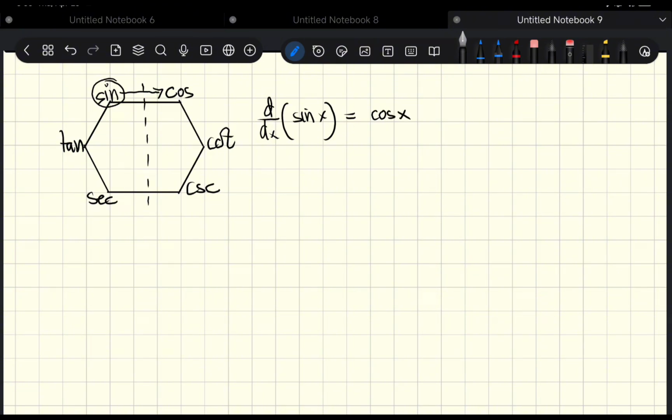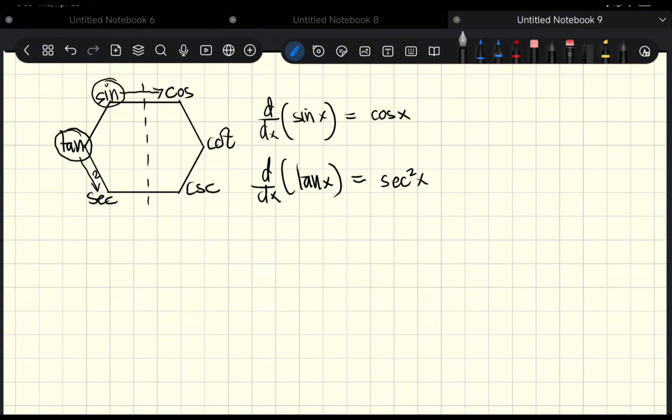How about the derivative of tan x? If we are in the middle, we move down and then we square it. So here tan, then we're going to move down, then we're going to square that. So that is secant squared x.